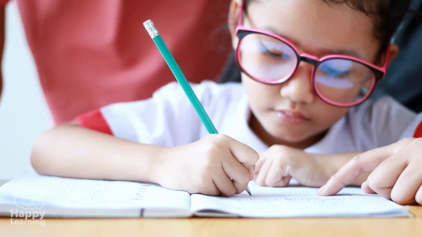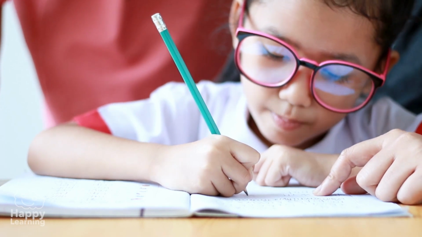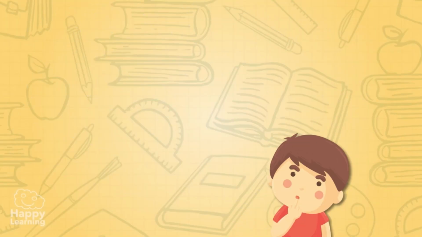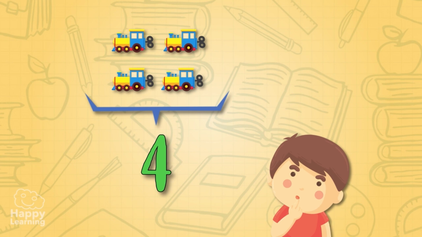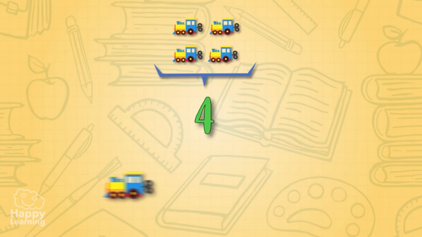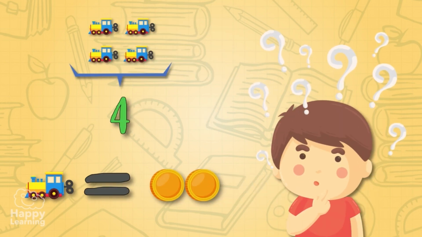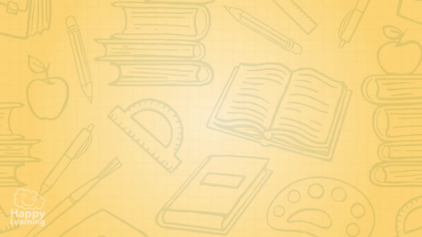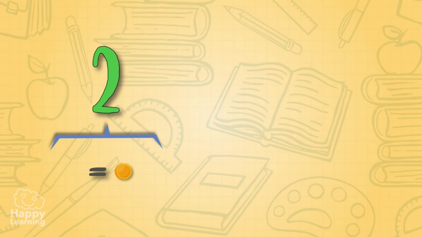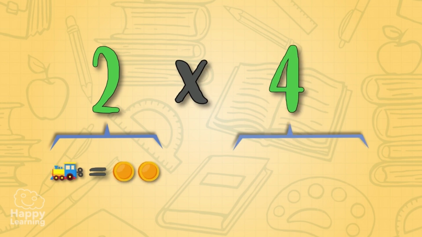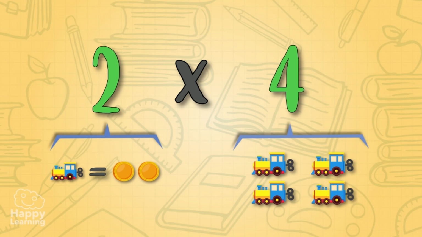Knowing how to multiply is very important for life in general. Let's imagine that we want to buy 4 toys and each toy costs 2 coins. How much money do we need to take to the shop to buy all 4 toys? It's easy peasy. We would have to write 2, the number of coins for each toy, times 4, which is the amount of toys we want to buy.